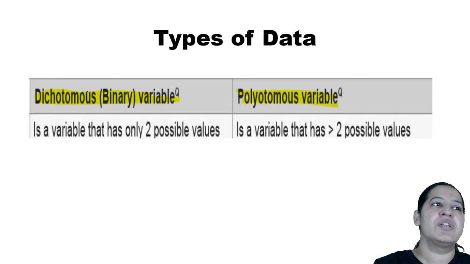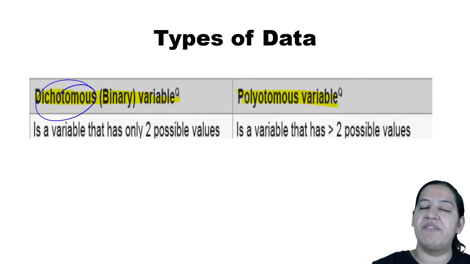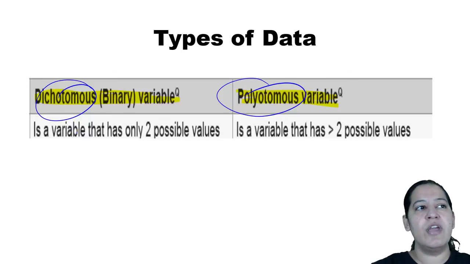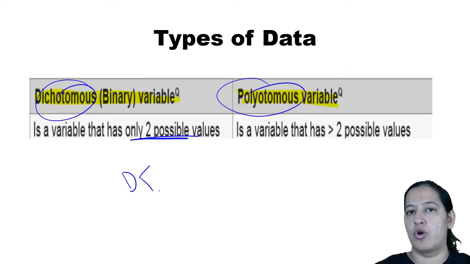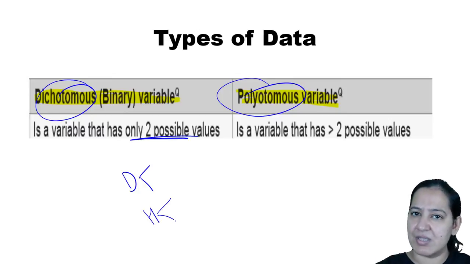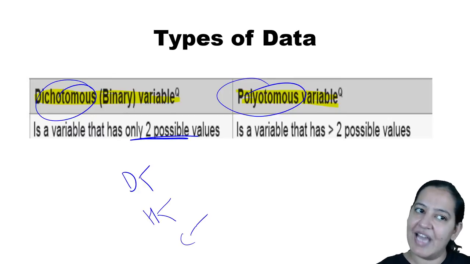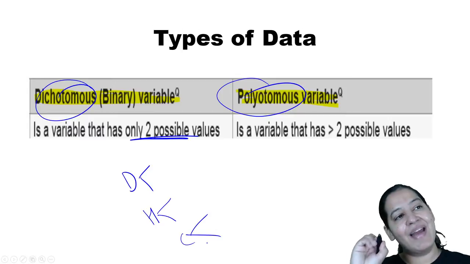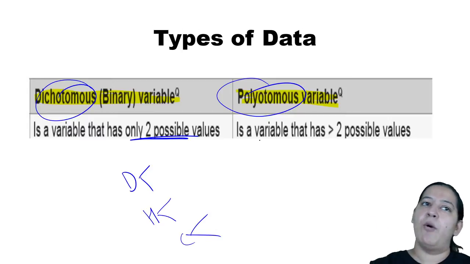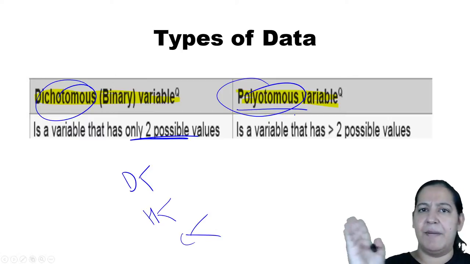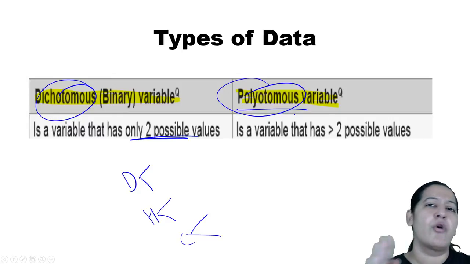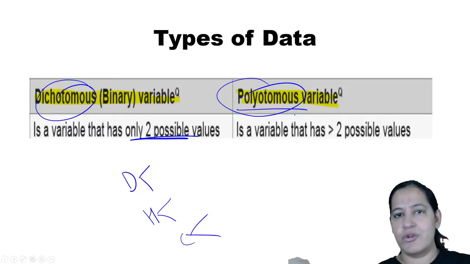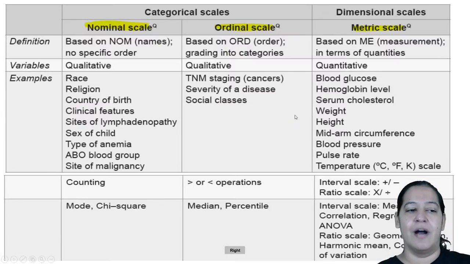The third classification is dichotomous, that is binary data, and polytomous. If only 2 options are possible, for example the person is diabetic, yes or no, the person is hypertensive, yes or no, the person has cancer, yes or no, that is binary or dichotomous data. And polytomous data has multiple values, such as mild, moderate, severe, or poor, middle class, rich. So that is polytomous. That is the classification of data.